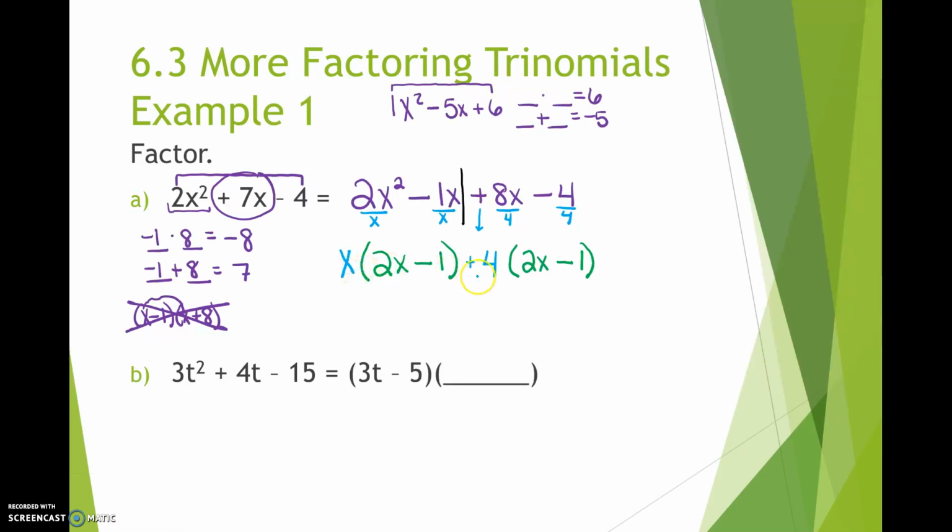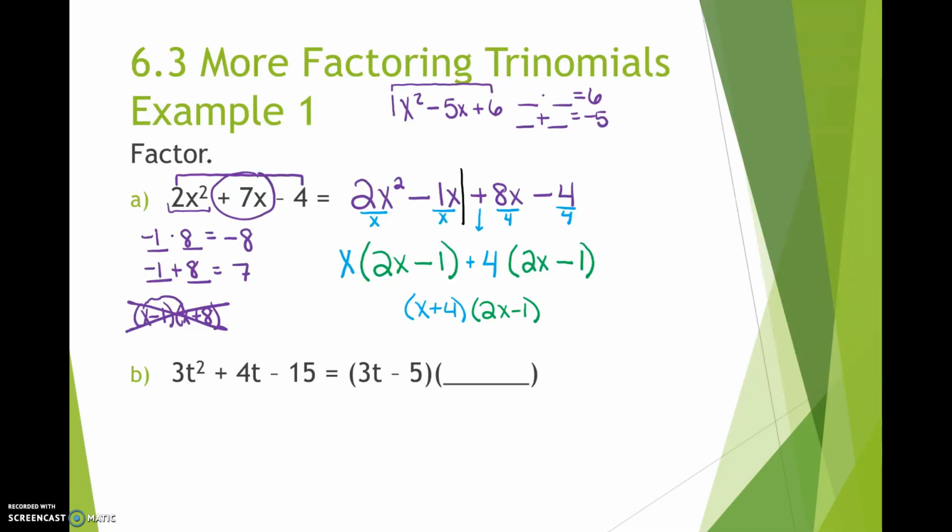The blue, the x and the +4 becomes one set of parentheses. Notice that the 2x minus 1 matches. That becomes your other set of parentheses. Really, this whole process is a lot of systematically undoing the process of FOIL. So what I have written in purple, that is what you would get if you FOILed, if you double distributed the x plus 4, 2x minus 1, and then you'd combine the -1x and the 8x to get the 7x. So we are systematically undoing the FOIL process.